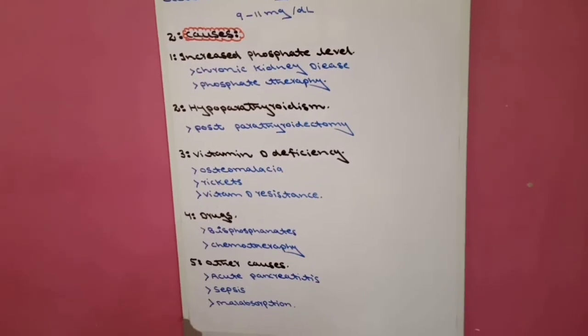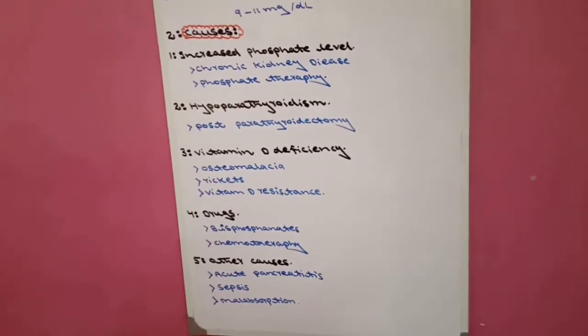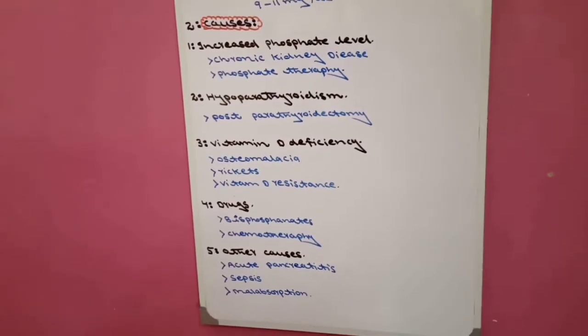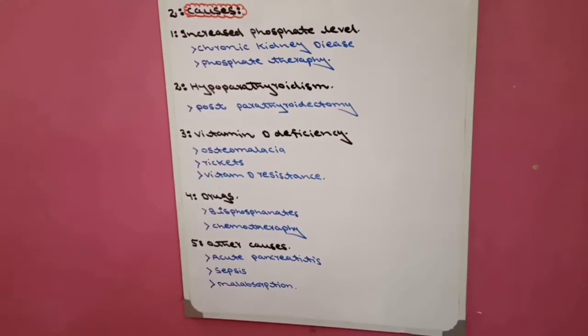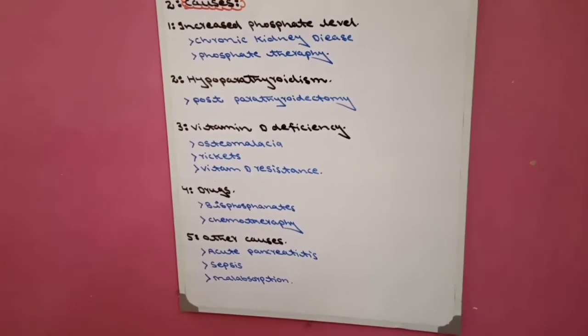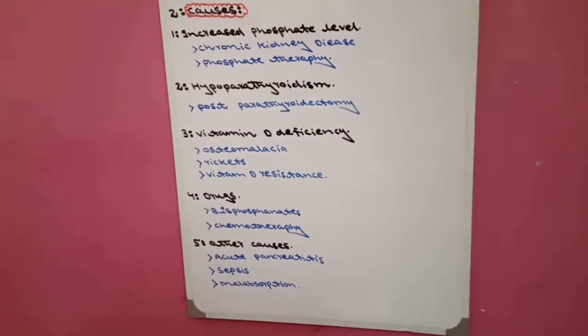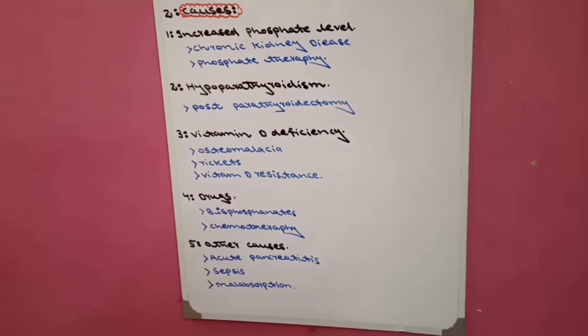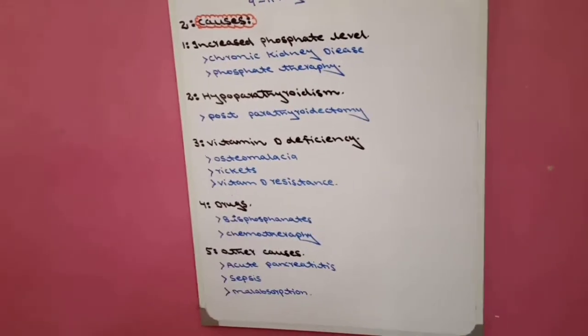Second cause is hypoparathyroidism. If in our body parathyroid hormone is decreased, then calcium will not move from bone to the blood because it is the responsibility of parathyroid hormone. As a result, there will be less calcium level in blood serum, and there will be hypocalcemia. Now, in which condition does hypoparathyroidism occur? In post-parathyroidectomy. If we surgically remove the parathyroid gland, as a result there will be hypoparathyroidism, and hence hypocalcemia.